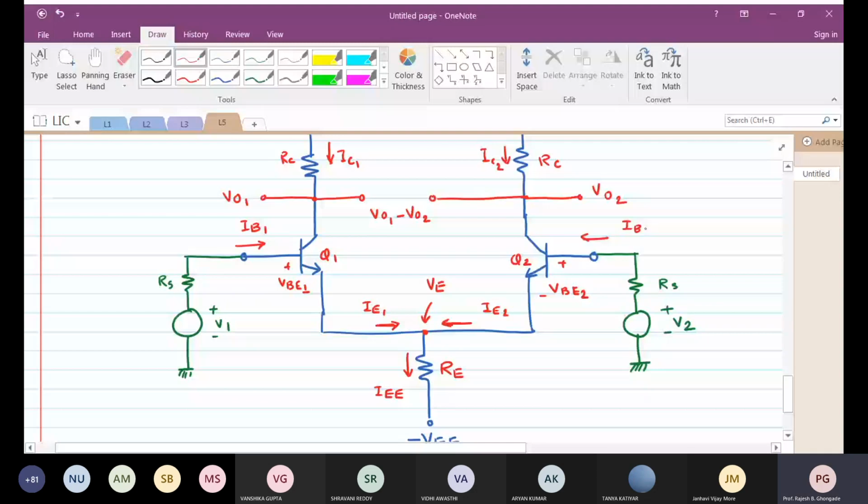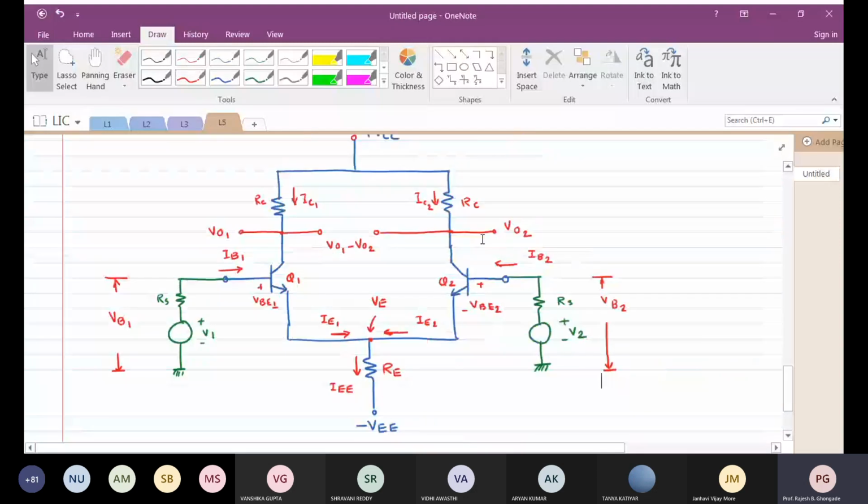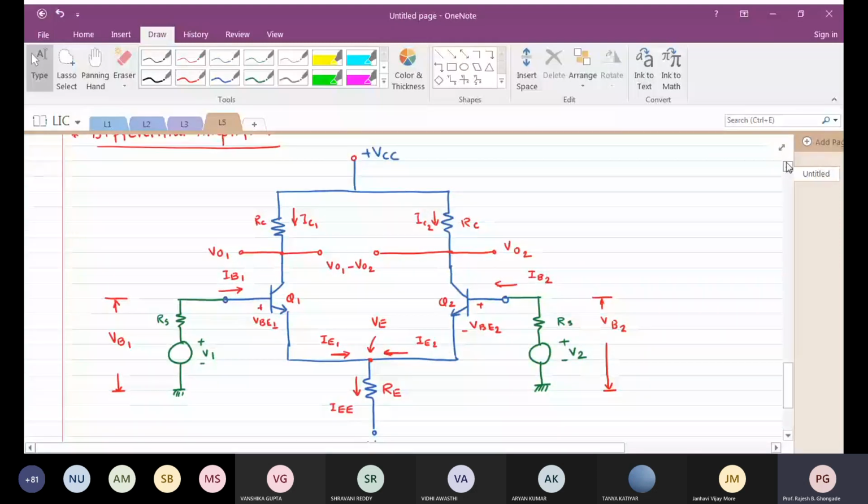Now, if you measure the voltage with respect to ground, we'll call this VB1. Similarly here, with respect to ground, it will be VB2. Is the circuit diagram clear to all of you? This is the differential amplifier, and it forms the first and the second stages of the operational amplifier.